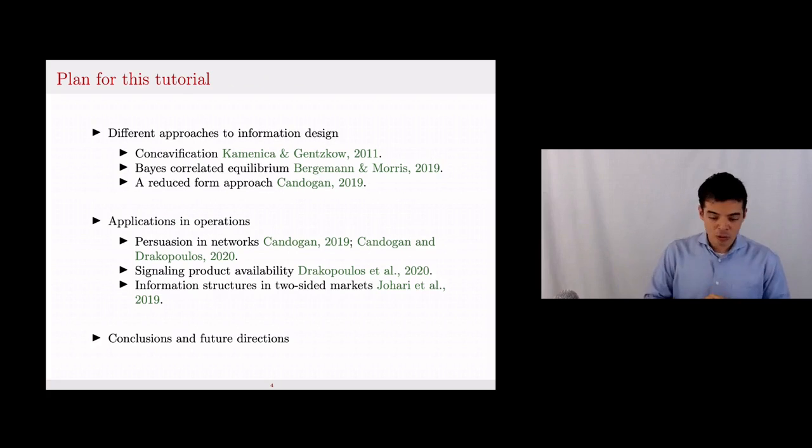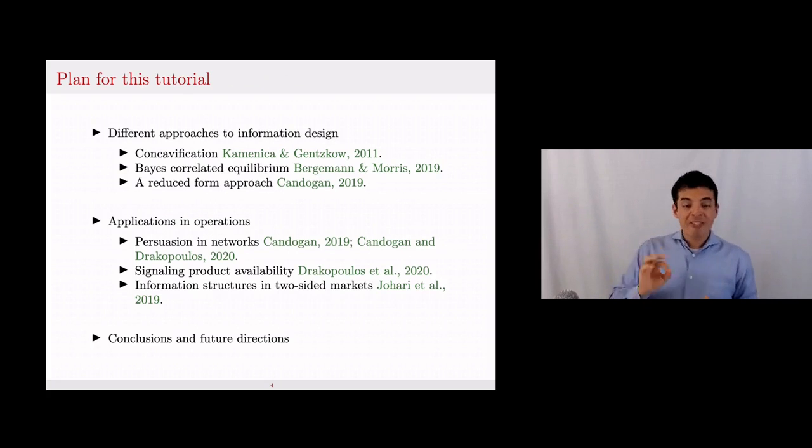Here's the plan for the rest of the tutorial. First, I will focus on different approaches to information design, and I'll start by focusing on the seminal paper of Kamenica and Gentzkow. In this paper, they introduced the concavification idea, which can be used to understand when a designer can choose an information structure in a way that strictly improves her payoff. So when is information design beneficial? It's a fundamental question, and the answer is provided through this concavification idea, which I'm going to discuss with you.